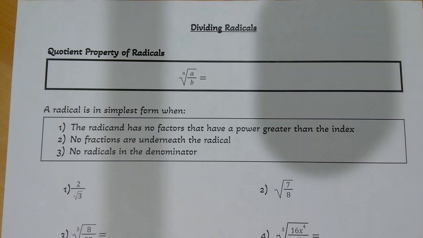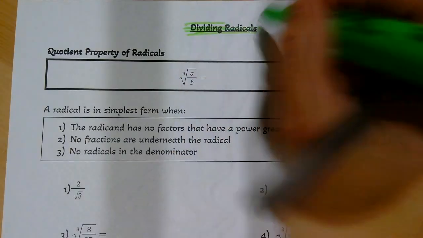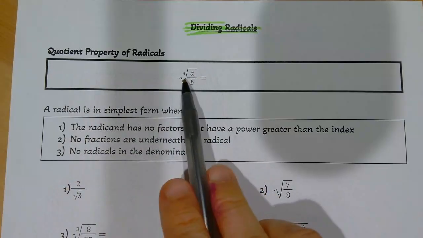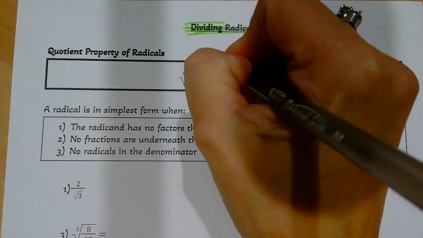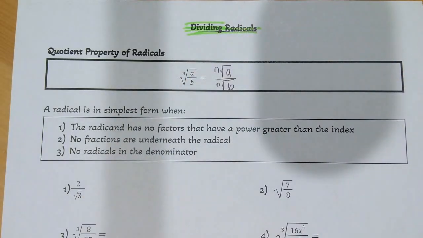Alright, well, we've simplified radicals, added, subtracted, multiplied, so naturally we would divide radicals as well. So that is today's topic. The quotient property says if you have the nth root of a over b, you can rewrite this as the nth root of a divided by the nth root of b.